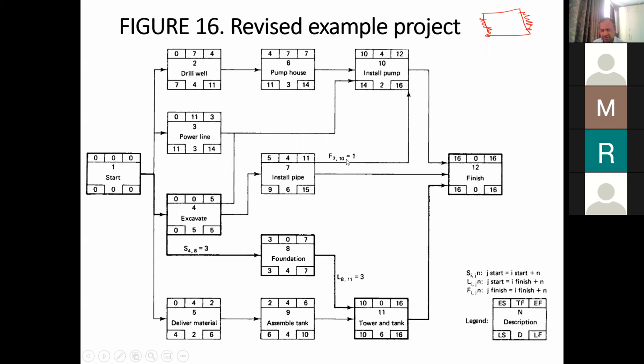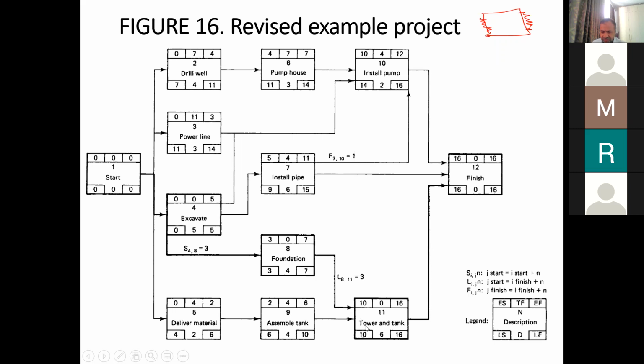That finish to finish relationship has been introduced with a lag of 1 day. So it means that if install pipe finishes at 11, then install pump will not finish earlier than 12. If install pipe finishes at 15, the install pump will not finish earlier than 16. So there is a lag relationship between finish to finish. Okay, so this was the first change. And the second change was this.